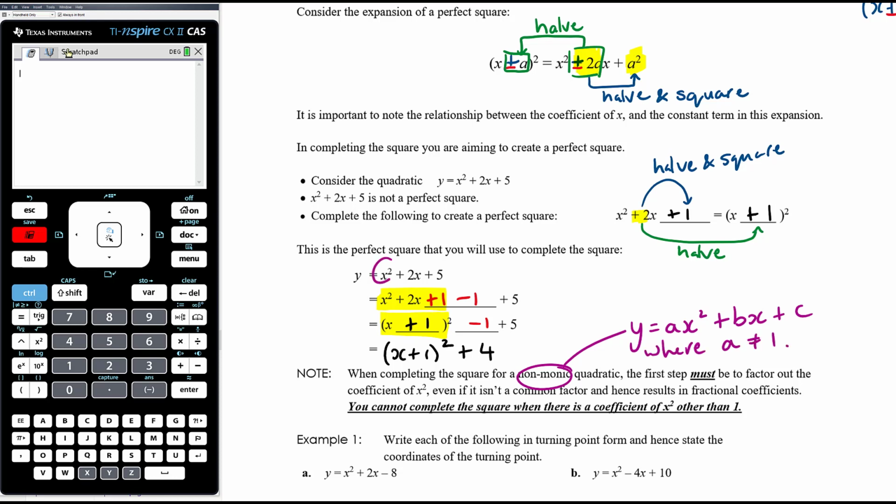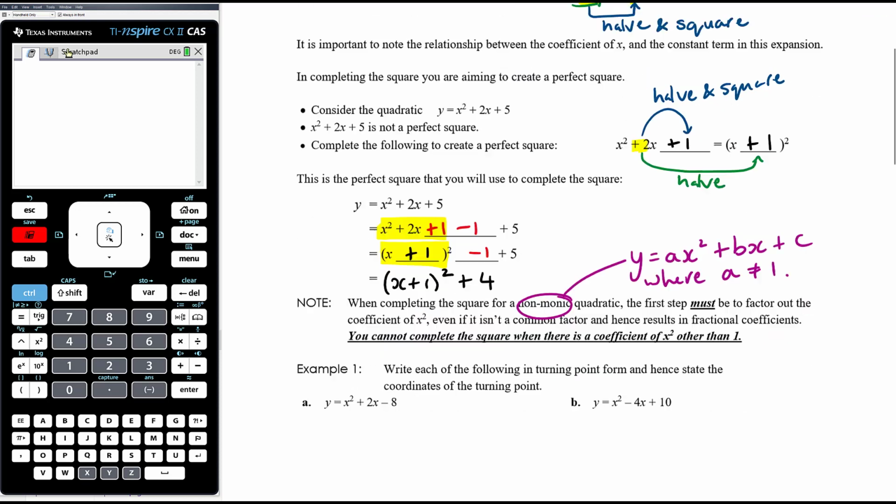Okay, so here we had 1x squared. That was a monic quadratic. If it is a non-monic quadratic, if that was 2x squared or 5x squared, or even if it was just negative x squared, it's a non-monic quadratic. And the first step that you must do is you can only complete the square for a monic quadratic. So you must factor out the coefficient of x squared, even if it's not a common factor, even if it means making fractions. It's no option because we have to create a monic quadratic, 1x squared, before we can do the completing the square process.